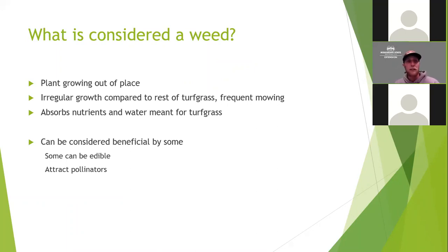Or it can cause irregular growth. They typically have some type of irregular growth compared to what's growing around it, which for us in our lawn typically means frequent mowing, because they don't grow at the same rate as our turf grass does. So we have to go out there and mow a little more often. They absorb the nutrients and the water that we put out there for our turf grass or that the rain provides. So they're kind of suckers. They suck off the stuff that we would like for our turf grass to use.